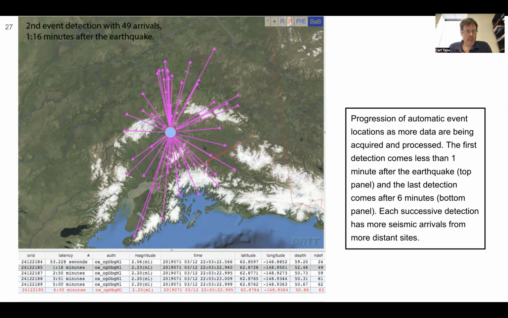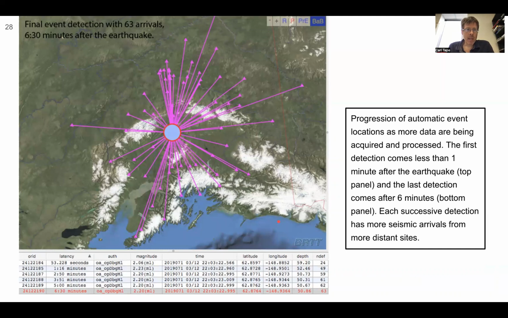1 minute and 16 seconds. There's now 49 arrivals because it takes time for this information to reach the stations. So the information from the farther stations simply takes longer. The waves have to propagate out there. That information gets broadcast to the data center. So you can't use the information from very far away, at least until it reaches those stations. With 49 arrivals, you can see that things have changed slightly. The depth went from 59 to 52 kilometers.